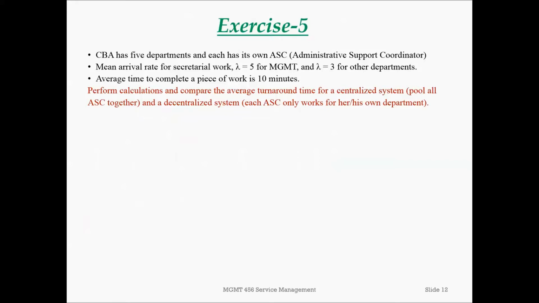So for CBA, currently we have 5 departments, and each has its own ASC, Administrative Support Coordinator. So mean arrival rate for work order lambda is 5 for management, because management is the largest department. So the work order request arrival rate is 5 per hour. And for other departments, about 3 per hour. So that is arrival rate.